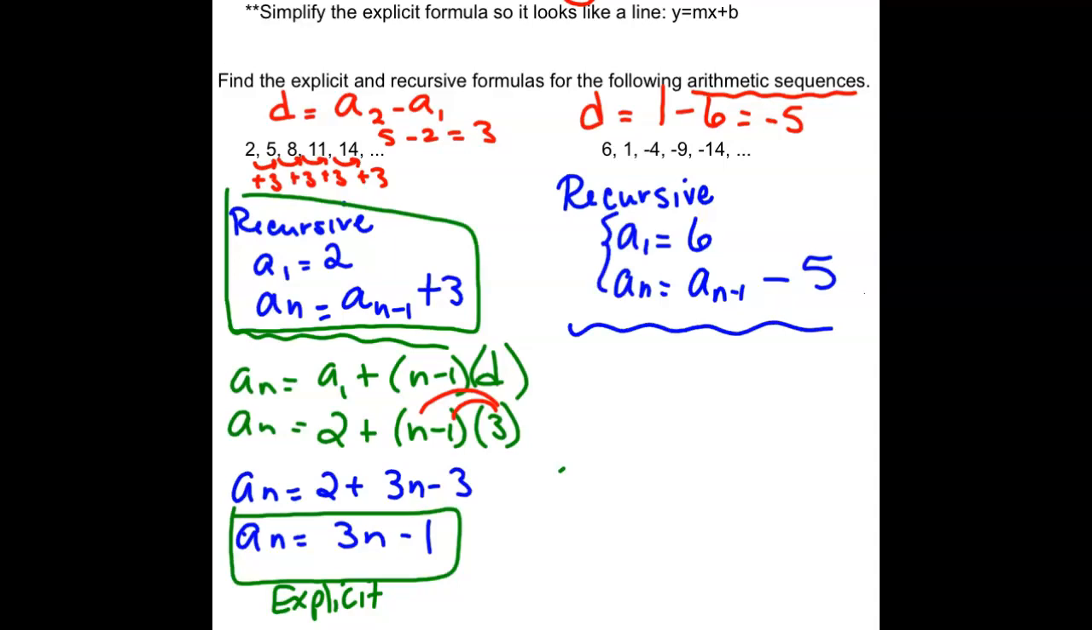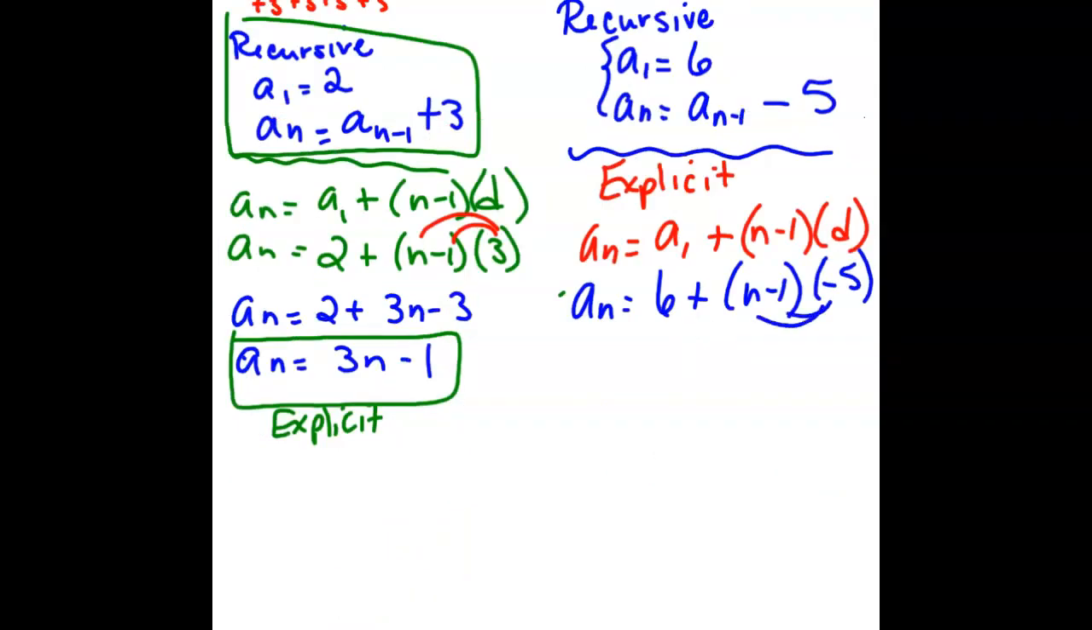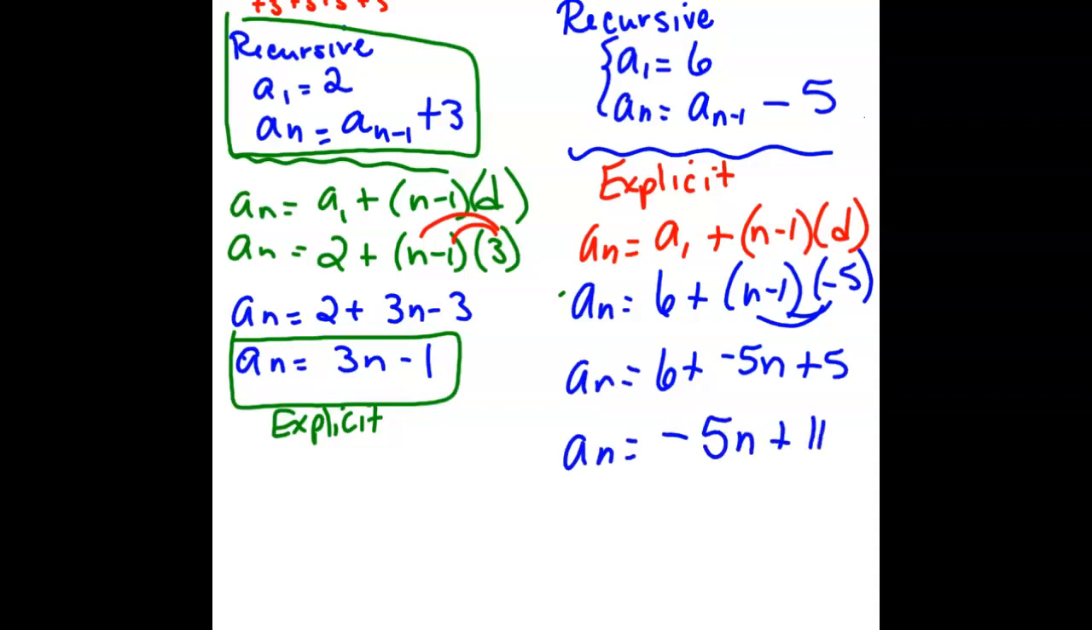My explicit rule says a sub n equals my first term plus that common difference added in n minus 1 times. So my first term is a 6. My common difference is a negative 5. So we have to be careful here when we're multiplying or distributing that. So we get 6 plus negative 5n, and negative 5 times negative 1 would be positive 5. So my simplified answer here would be negative 5n plus 11.